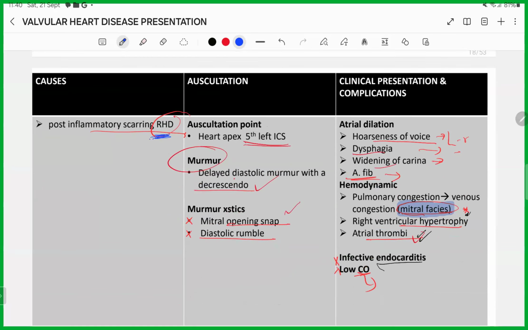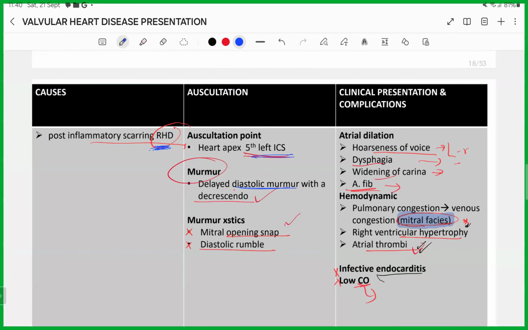And for auscultation, you auscultate at the mitral area, which is at the apex, at the left fifth intercostal space. And the murmur, as we said, just remember it's a diastolic murmur. Then the characteristics: it's said to be a delayed diastolic murmur with a decrescendo, and it has an opening snap and a diastolic rumble. So the opening snap is because of the buildup of pressure as it's trying to push blood from the atrium, and then it finally opens, and the rumble is as blood is entering.